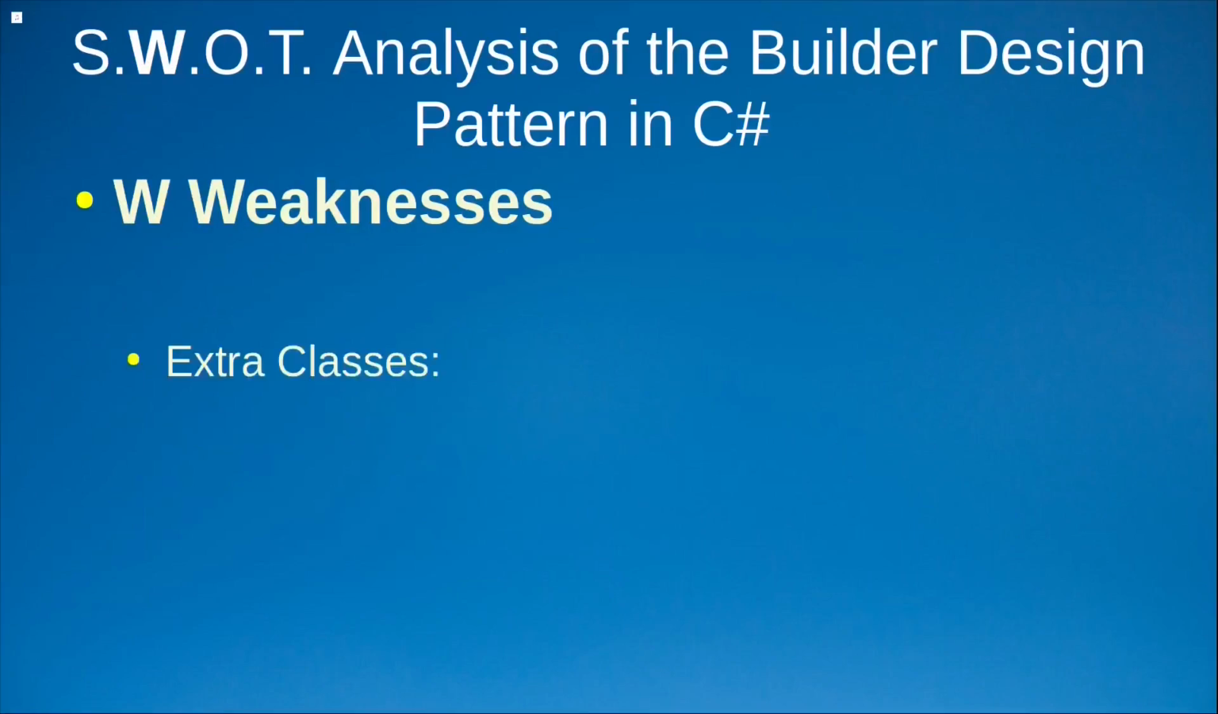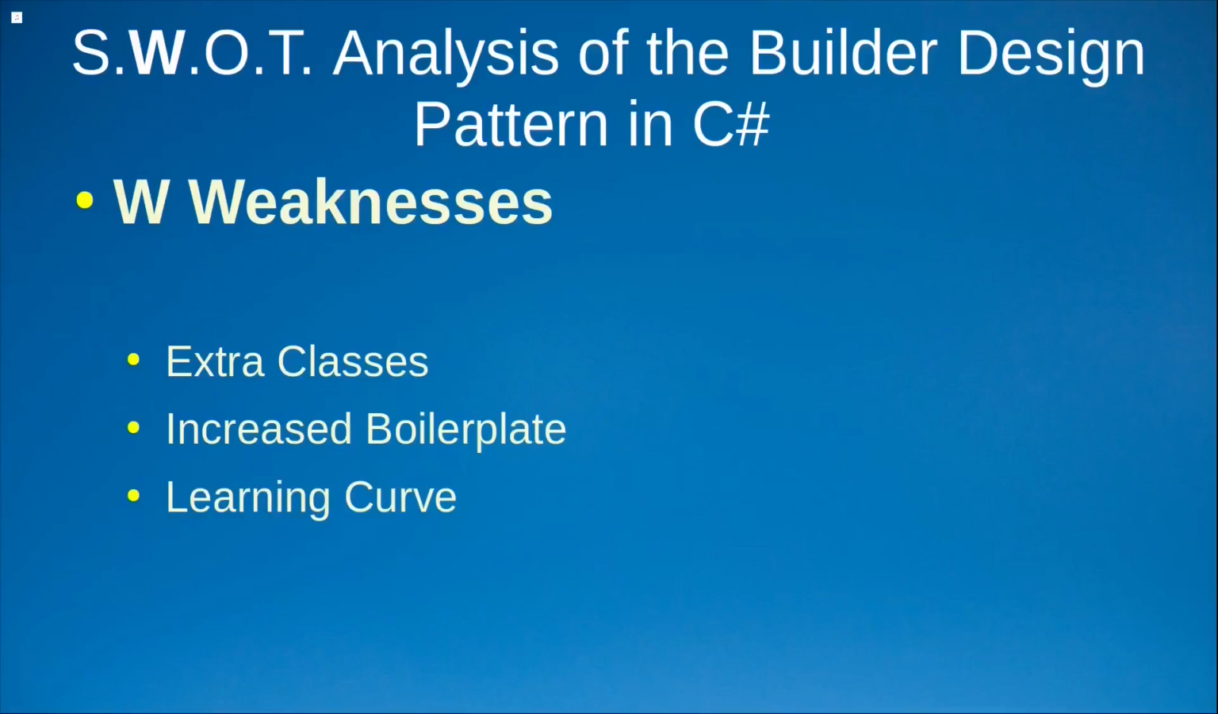W. Weakness. Extra classes. Requires additional classes or interfaces, increasing code base size and complexity for small-scale applications. Increased boilerplate. Can introduce excessive boilerplate code, especially when creating simple objects in straightforward C#. Learning curve. Developers unfamiliar with design patterns might find the Builder pattern initially confusing or overly complicated.